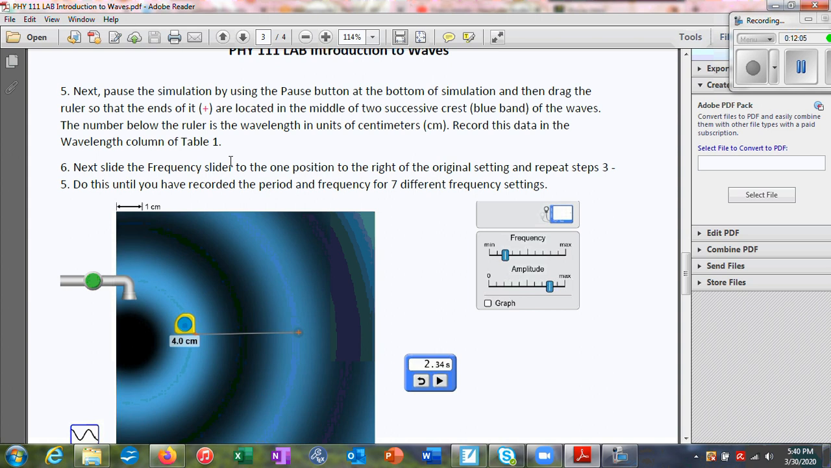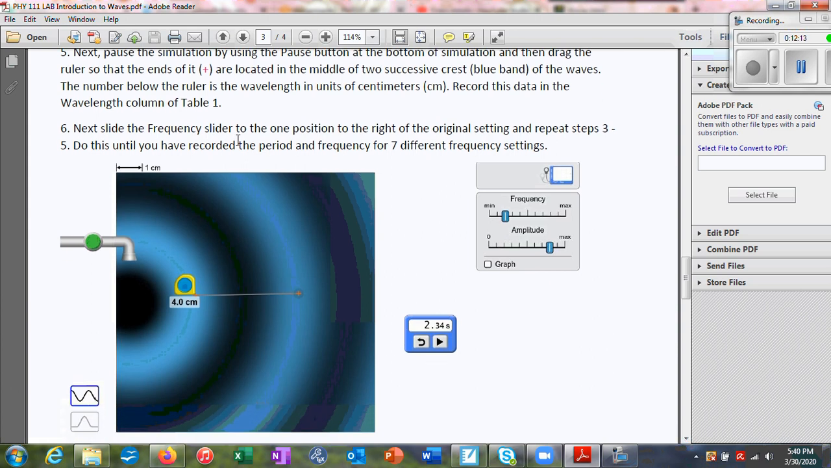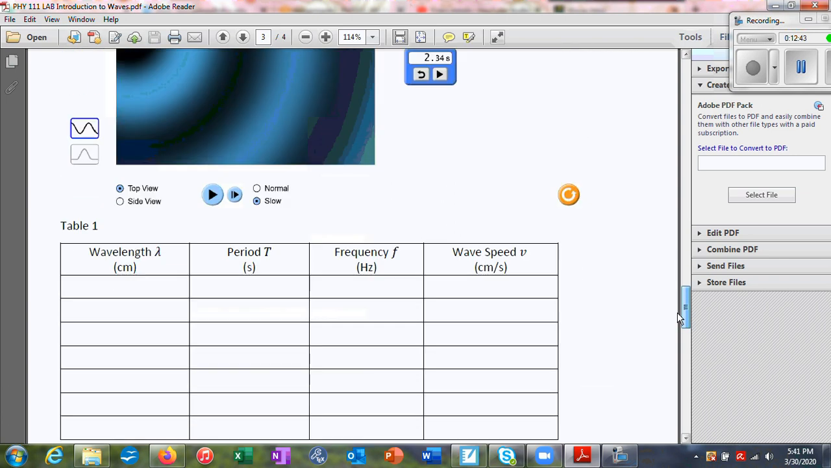You're going to pause it, just like we said. You're going to measure the wavelength. You're going to start to fill out this table. So slide the frequency slider to one position to the right of the original setting. So if you're here, to the right, you're going to go over here. Then set the thing running again, and you're going to get a new period. From a new period, you'll be able to compute a new frequency in hertz, and you're going to pause that at some point and measure a new wavelength. Okay?